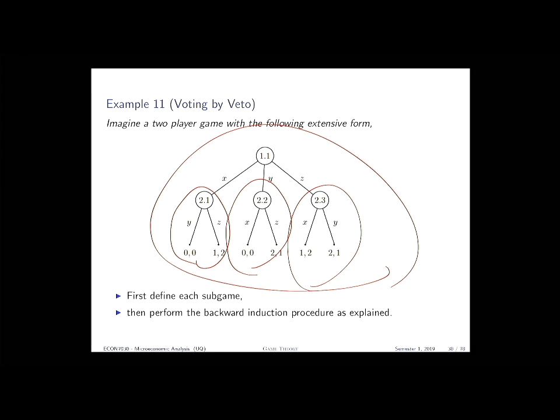Now, we start the backward induction and find the NEs. I start with the left subgame, 2.1. In 2.1, it is player 2's turn to move. Now, what is the best response of player 2? Z, because 2 is larger than 0. So we draw an arrow here.